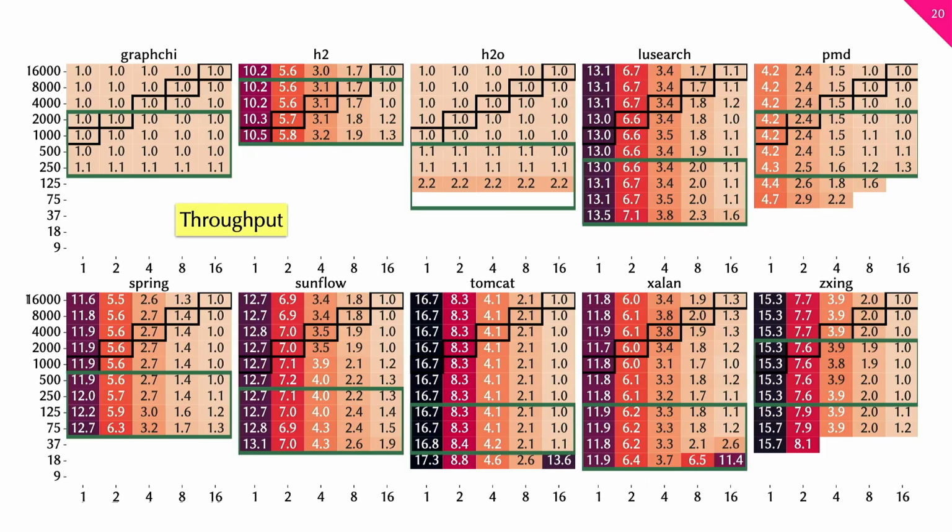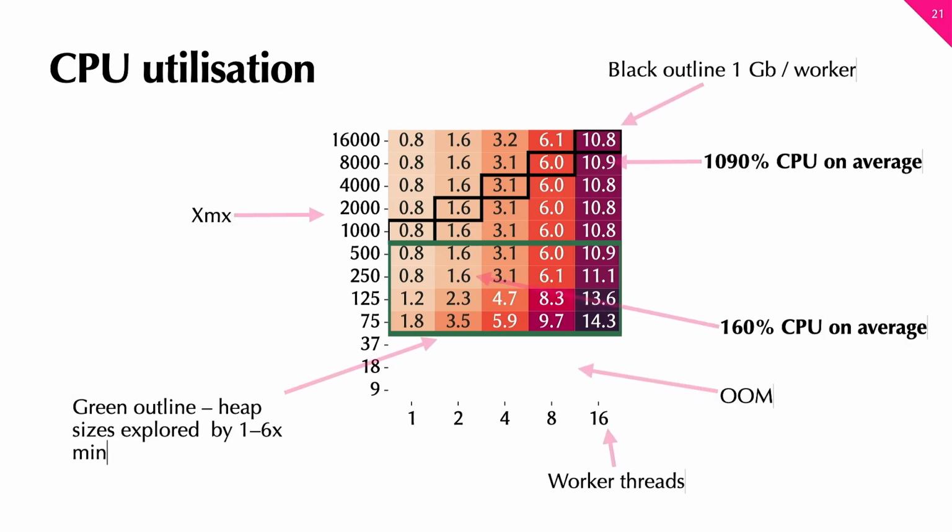So this is one way of looking at what would happen if we were to run these programs with the amount of heap that's available on the machine. What would we see? The effect is not so pronounced when it comes to the throughput results. Let's see if it's different for CPU utilization.